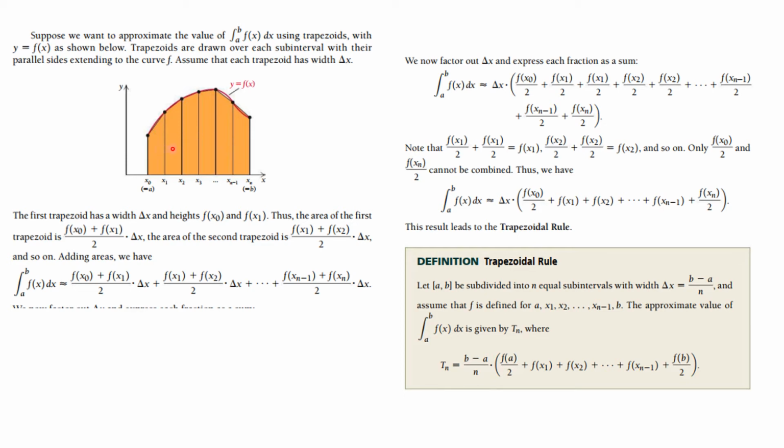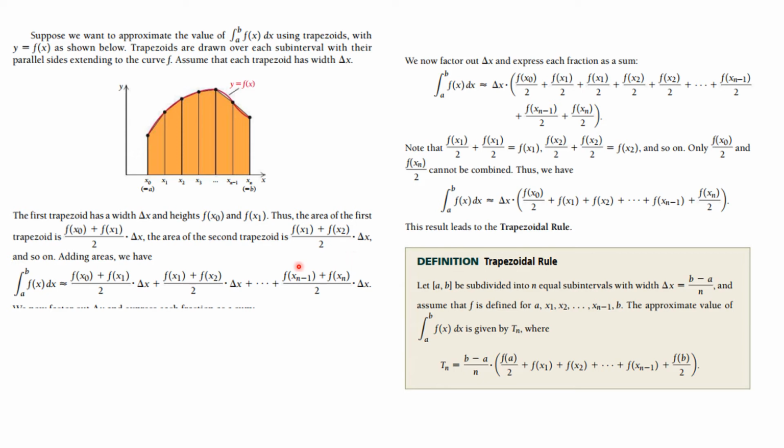Now, when you think about the first trapezoid and the second trapezoid, it has this point in common. So you realize that that point is somehow going to get counted twice in the calculation. So the first trapezoid has width delta x, that's the change in x down here, and heights f0 of x and f1 of x. So the first trapezoid's area is this, the average of the bases times delta x, or the sum of the bases divided by 2 times delta x. The second trapezoid is this, f of x1 plus f of x2 over 2 times delta x, and so on.